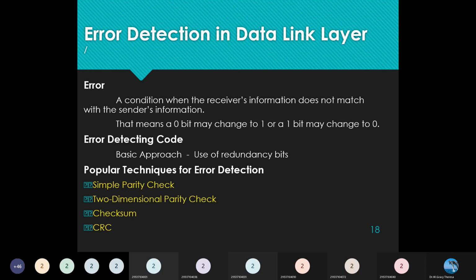So what are the popular techniques that we use in error detection? Simple parity check, two-dimensional parity check, checksum, and CRC, cyclic redundancy check. So these are some of the popular techniques that are used for error detection.